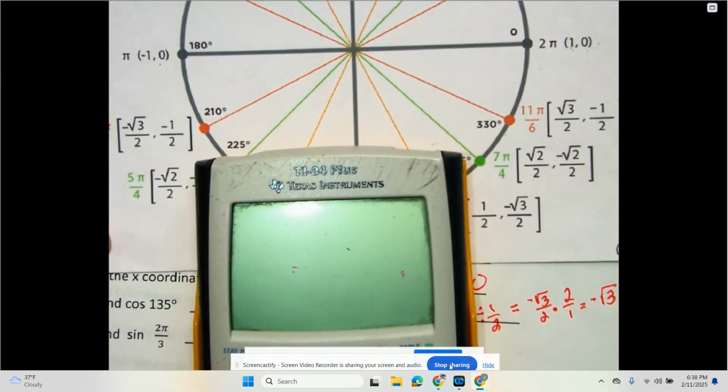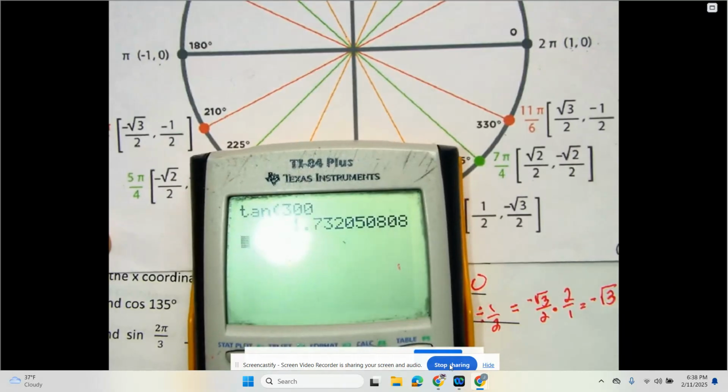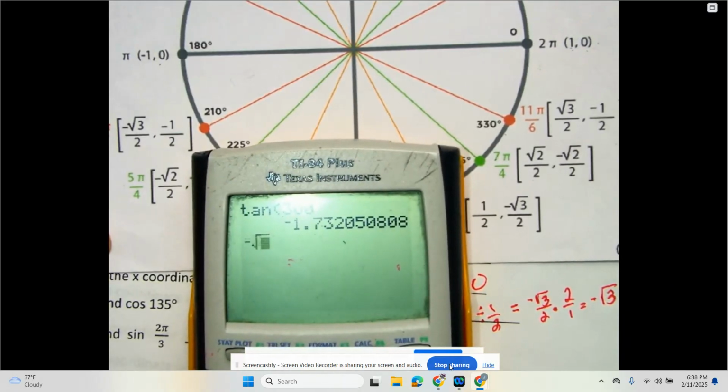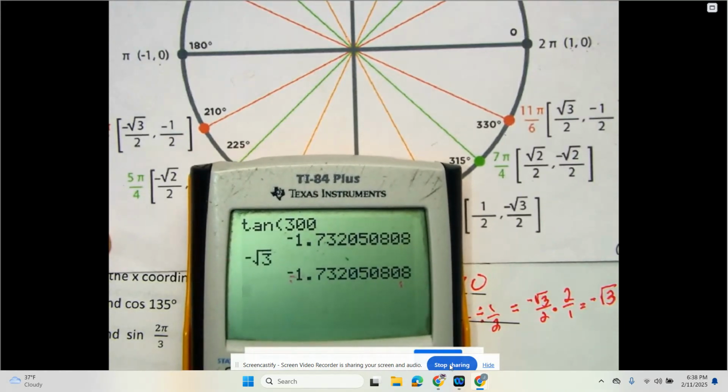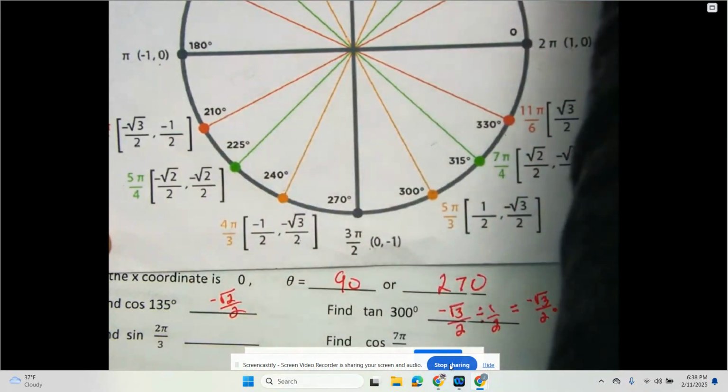Let me just show you. The tangent of 300, right there, and the negative square root of 3, same exact answer. So you can always check yourself with the calculator just to make sure you're correct.